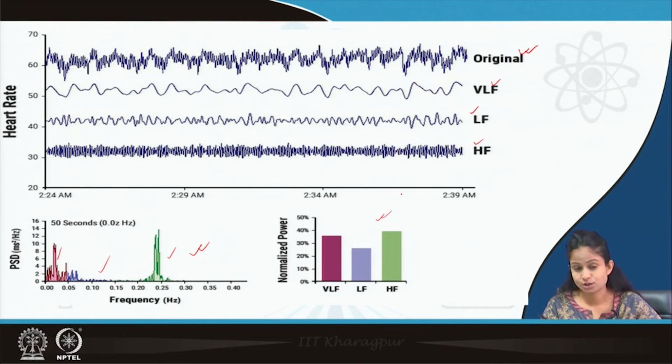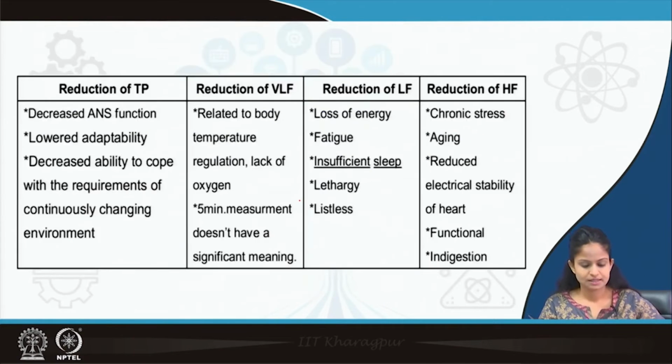And this is the percentage power in normalized units, and as I already told you, normalized unit is nothing but the ratio of the absolute measure of a particular frequency to the total power, and this total power excludes the very low frequency. So, here you have the HF, here you have the LF, and here you have the very low frequency, normalized units which is termed NU.